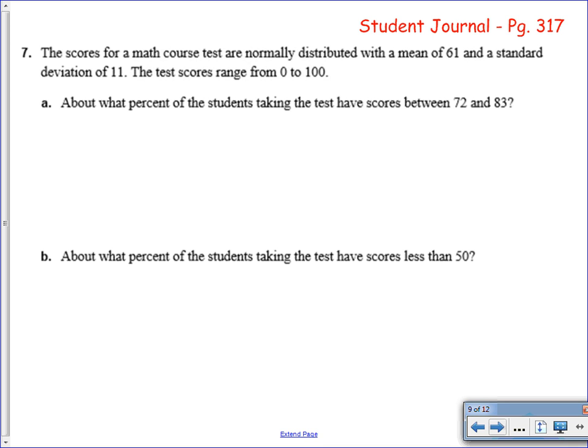It says, the scores for a math course test are normally distributed. Okay, that's really important. I have to be told that it's normally distributed. And then once I'm told that, I know I can use my normal curve. I know I can use my numbers 34, 13.5, 2.35, 0.15. My mean is 61, and my standard deviation is 11.